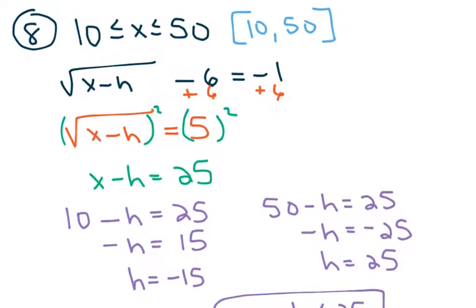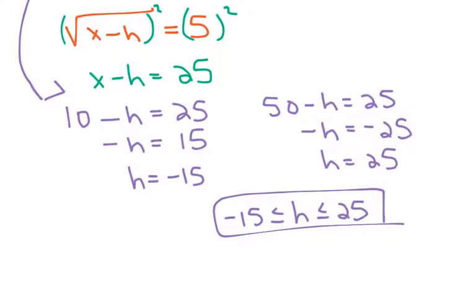So all I had to do was start the problem off like I normally do. Isolate the radical, get rid of the radical, and then I went to this interval and I plugged in the low end for x and I plugged in the high end for x, and that gave me my interval of h values.